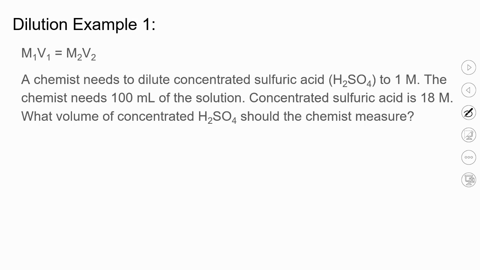Okay, so we need to figure out, we have M1, V1, M2, V2. So what do we have? Reading this problem, what do we have? What about the first number? It says the chemist needs to dilute concentrated sulfuric acid to 1 molar. Where should we put that? M1? Okay, let's put it at M1. And then we have the chemist needs 100 milliliters of 1 molar. So where should we put that?